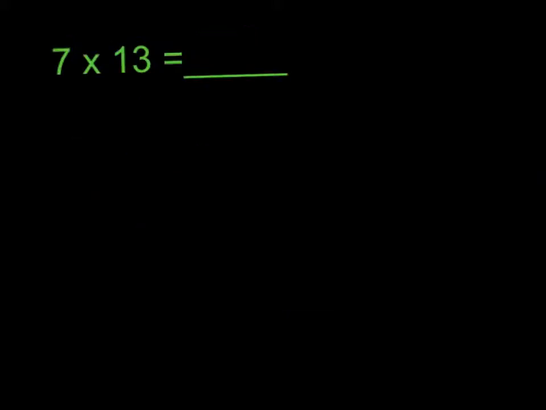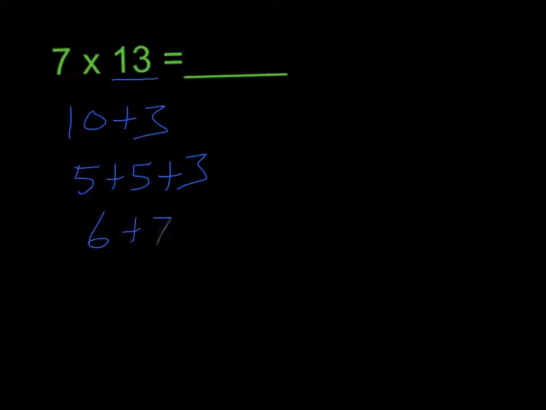On our next example here, we have 7 times 13. So once again, I'm going to take my 13 there, and I'm going to divide it up. So I'm going to think I can do 10 plus 3. I could do 5 plus 5 plus 3. I could do 6 plus 7. I could do pretty much anything here.